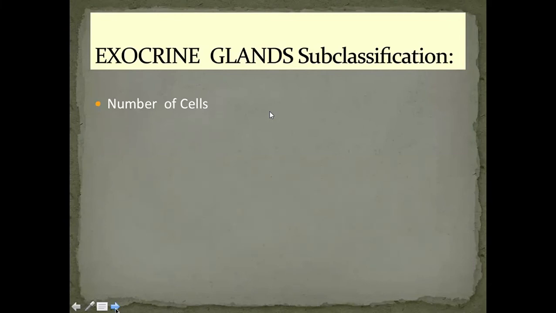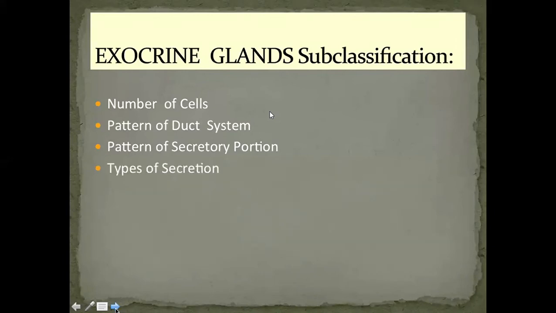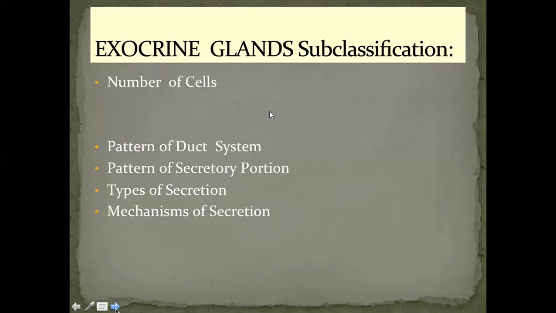By looking at the number of cells, what is the pattern of the duct system? What is the pattern of the secretory portion? What is the type of secretion? What is the mechanism of secretion? Okay, so let's go to this one by one. So I will teach you how, no? Para mas madali, no? For the number of cells, it can be a unicellular gland or a multicellular gland.